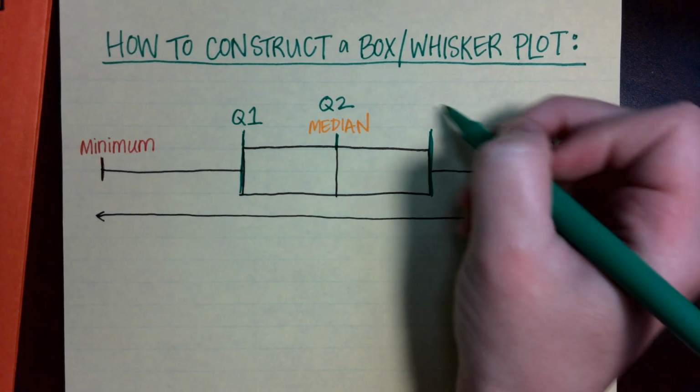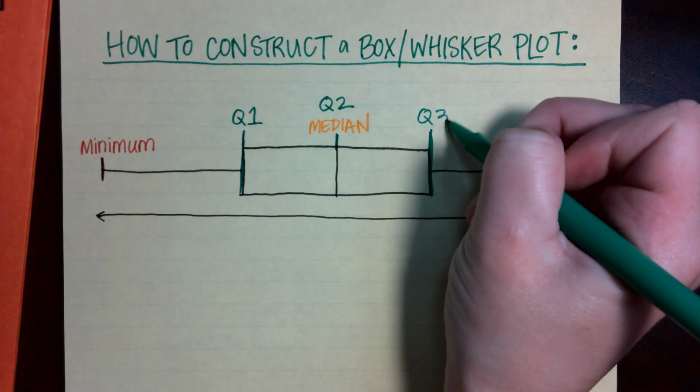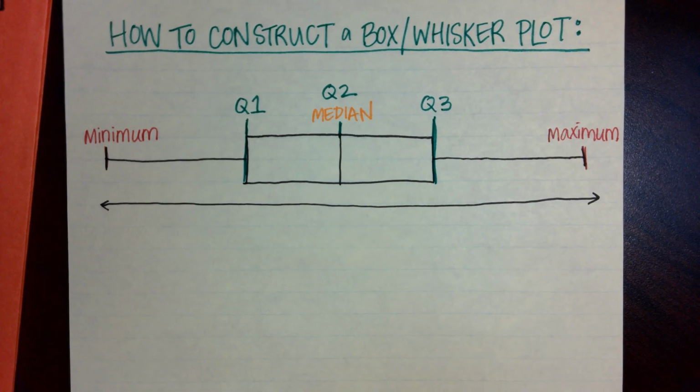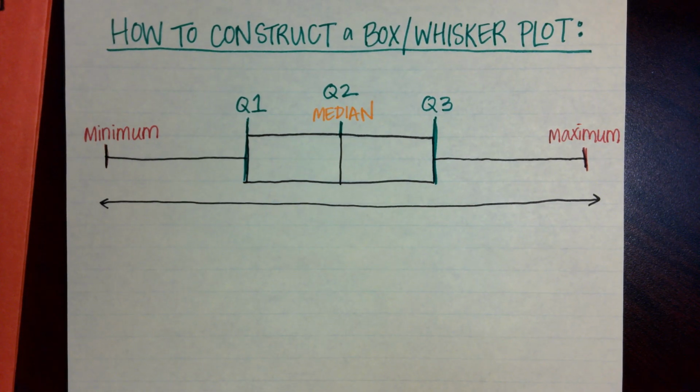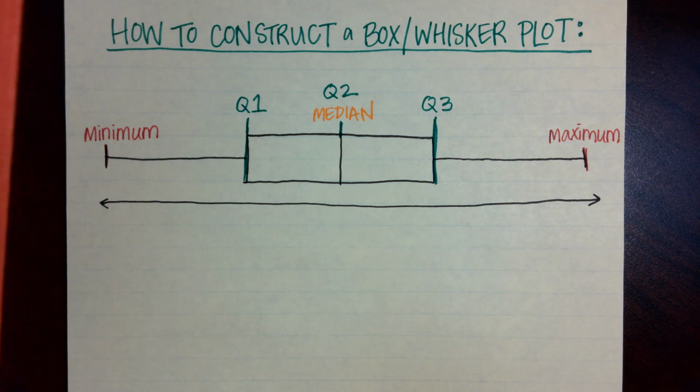And last but not least, we've got Q3. So this is the setup of a box and whisker plot. And we're going to run through an example together and make sure we understand every step. I'm going to give you a nice, organized, written out guide that I want you to copy.